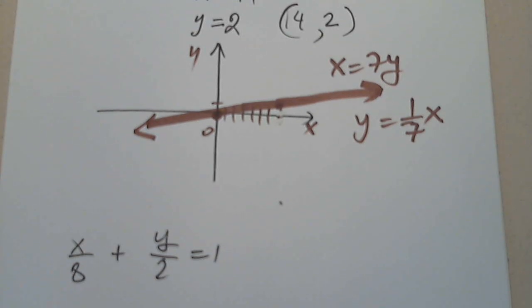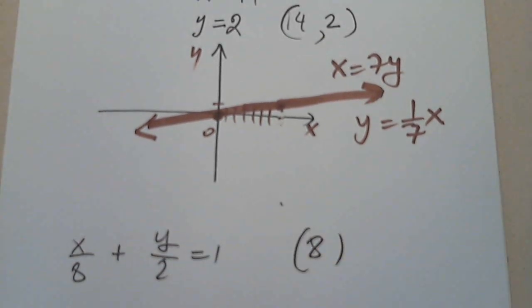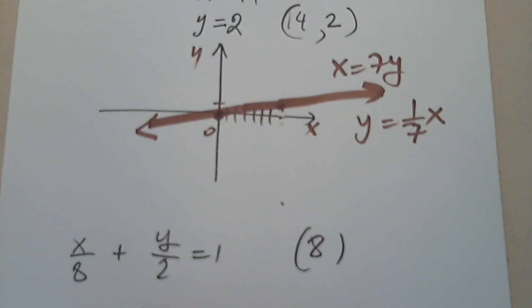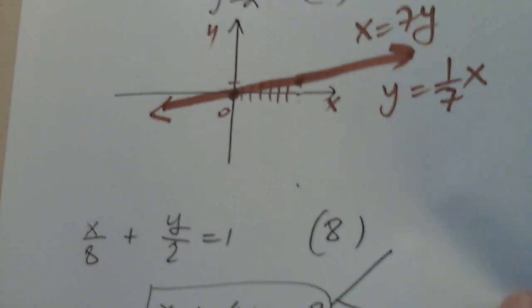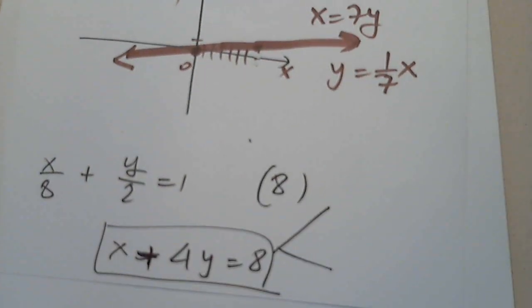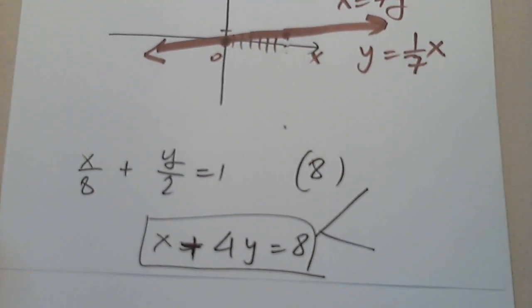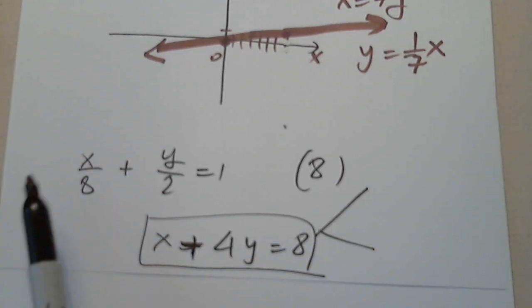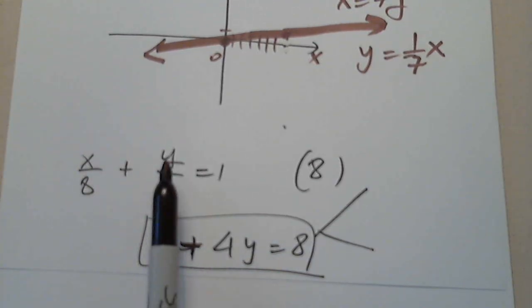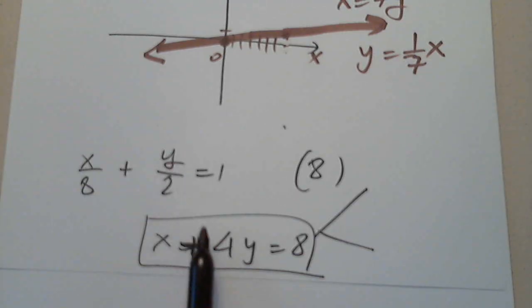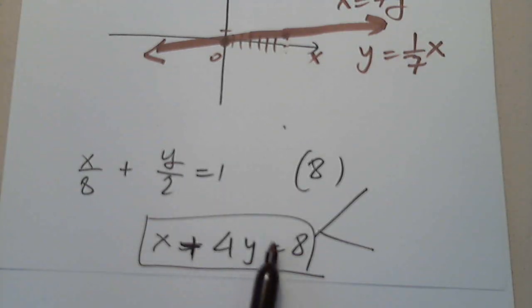Multiply by 8. Indeed. I want to clear fractions. 8 over 8 is x. I'm sorry, plus. 8 over 2 is 4. And this is 8. This is more human than that. Nobody forces me to work with fractions. I can do whatever I want. Multiplying by 8 will not change the equation at all. 8 times 1 over 8 is x. 8 over 2 is 4 times y. And 1 times 8 is 8.